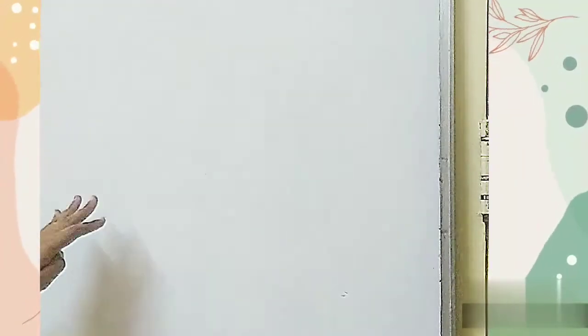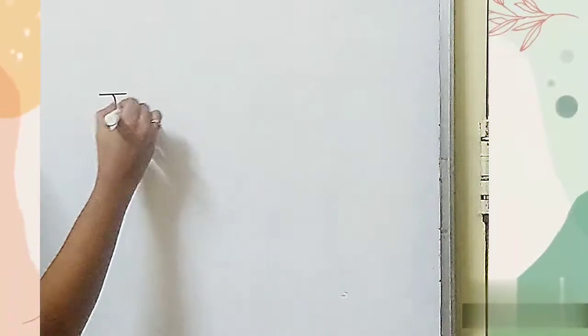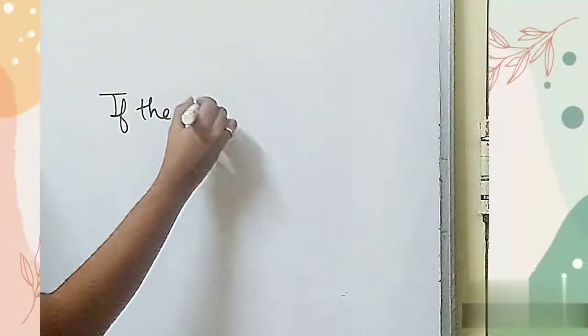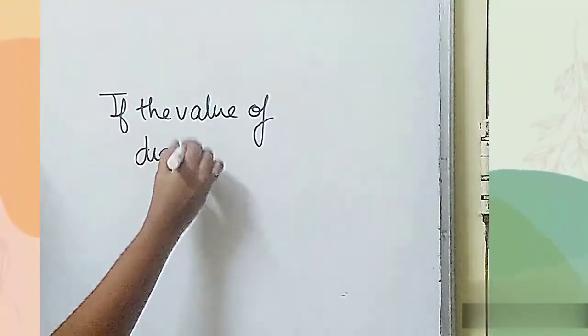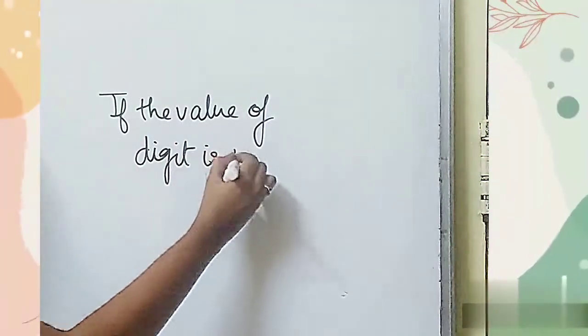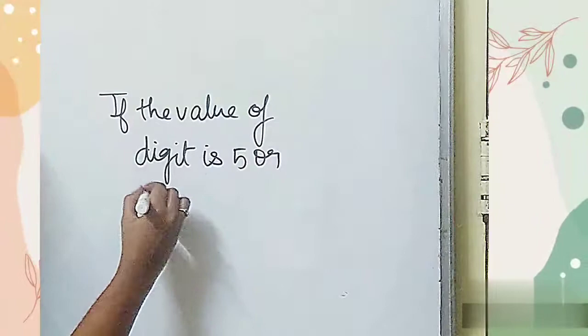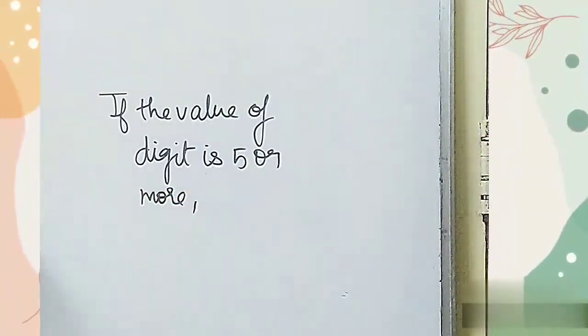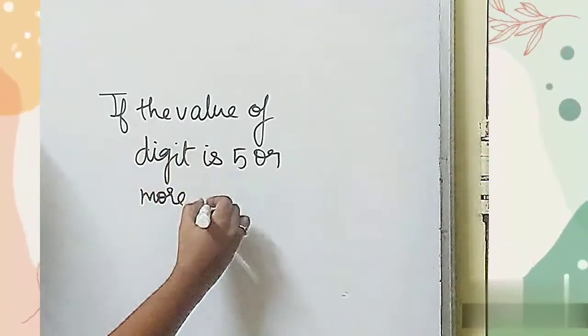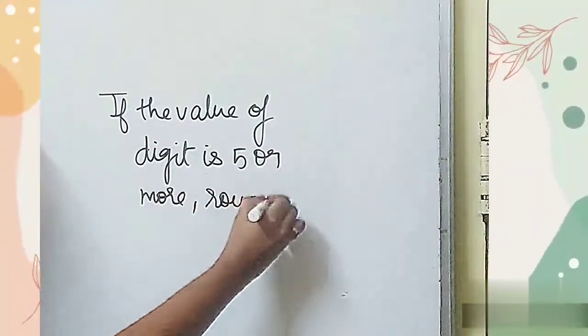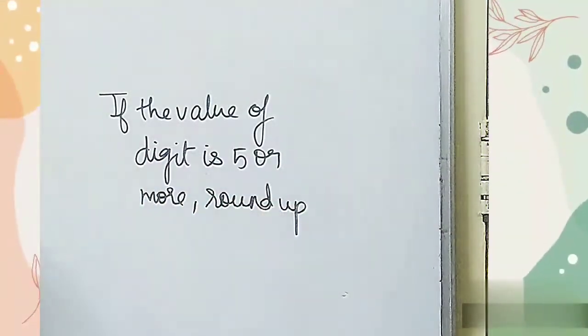See, if the value of the digit is 5 or more, then you will be rounding off up. So you have to round it up, means you have to move towards the next number.